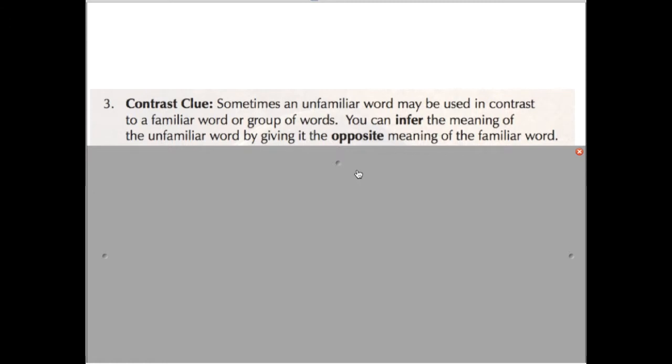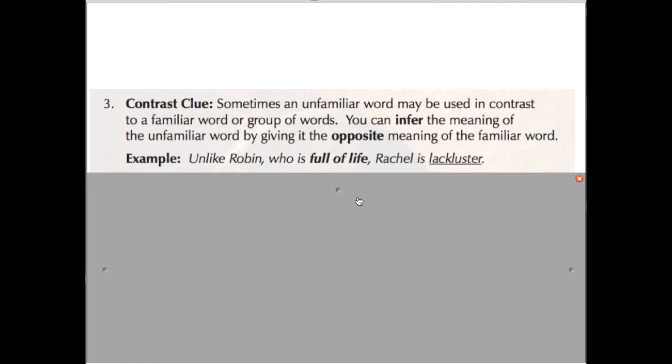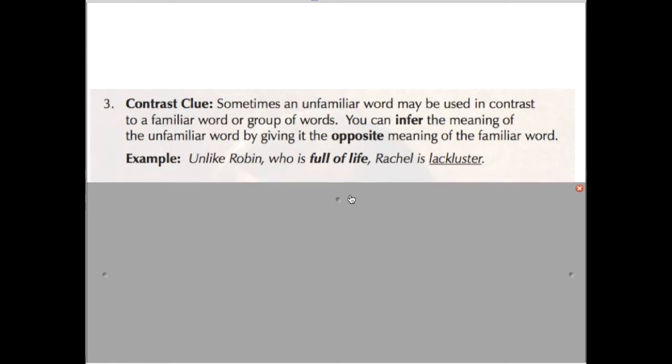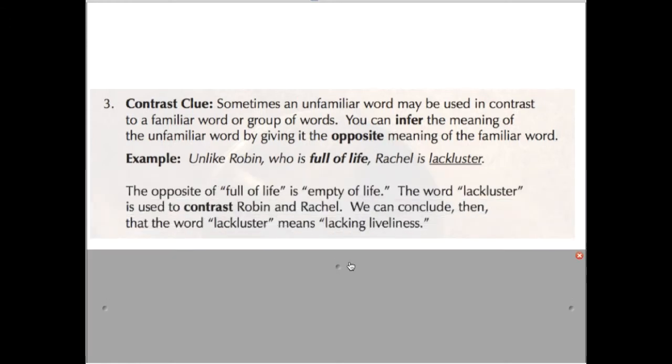Contrast clue. Sometimes an unfamiliar word may be used in contrast to a familiar word or group of words. You can infer the meaning of the unfamiliar word by giving it the opposite meaning of the familiar word. For example, unlike Robin, who is full of life, Rachel is lackluster. So here is an antonym. The opposite of full of life is an empty life. The word lackluster is used to contrast Robin and Rachel. We can conclude then that the word lackluster means lacking liveliness.